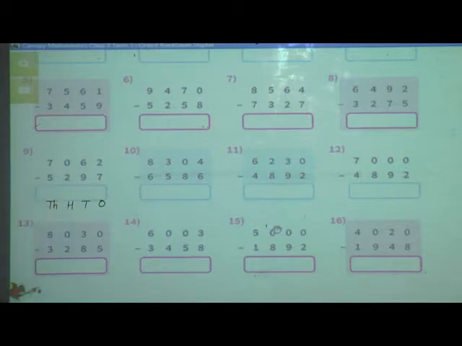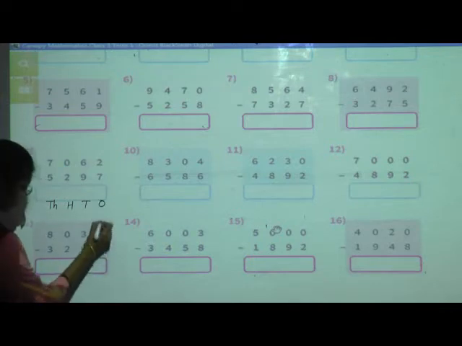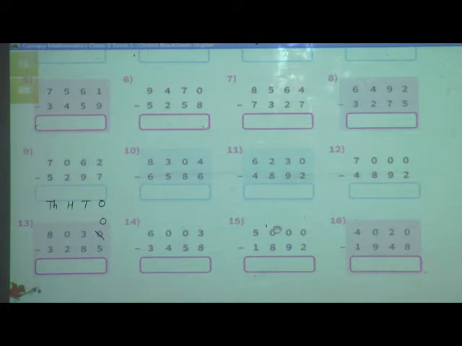Now see at ones place. Here in the first number 8030, at ones place 0 is there, and in the other number 3285, at ones place 5 is there. So 0 ones minus 5 ones. 0 minus 5, we can't do the subtraction because 0 is smaller than 5. So what will we do? We will cut this 0 and write 0 as it is at the top. Then we will go to the neighbor.